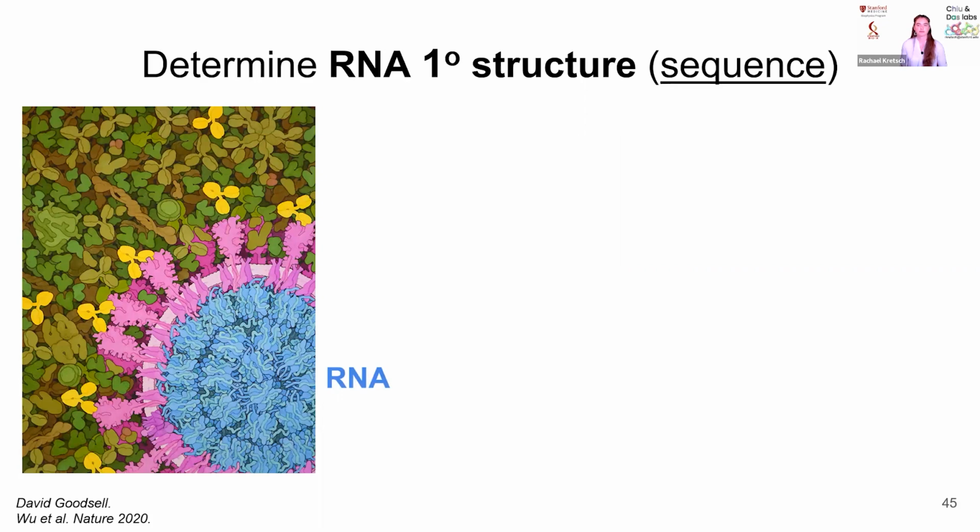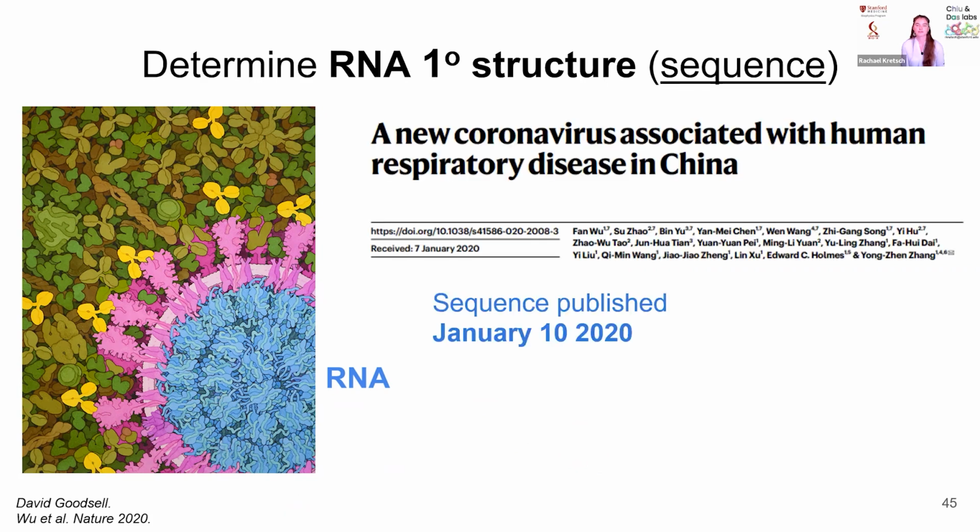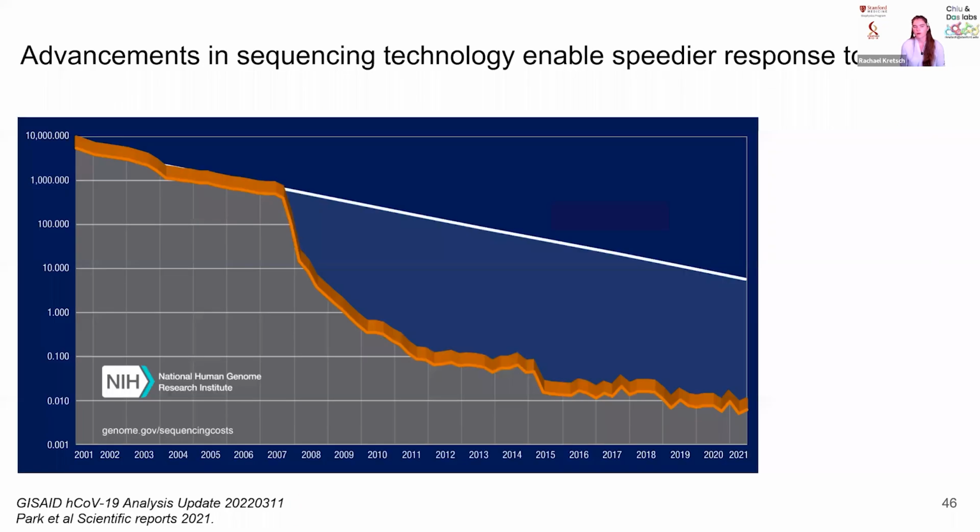So we want to determine the primary structure, or the sequence, of the RNA of coronavirus. And this was done incredibly quickly, probably before many of you had known the existence of COVID-19. So on January 10th, 2020, the first full sequence of the coronavirus RNA was published. And how was it that we could get this so quickly? Well, it really was technological advancements that allowed us to do this.